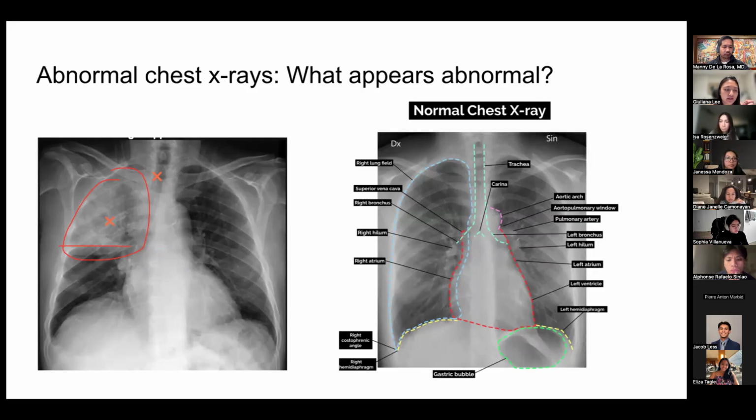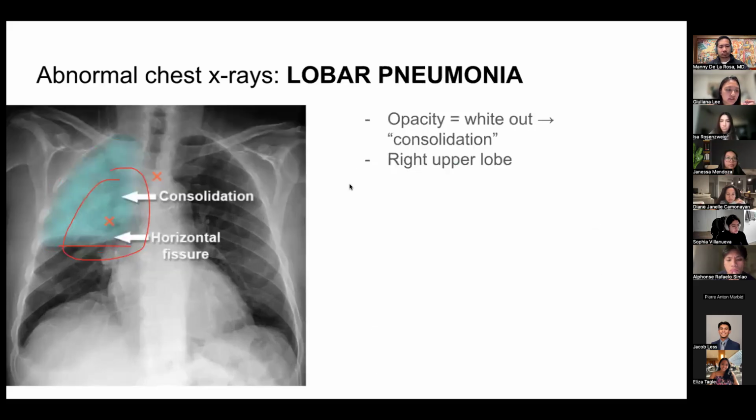I think this one's pretty clear what's happening. So this is an example of lobar pneumonia. Typically, I say the terminology for opacity is a pretty good one that you can use as a medical student on the wards. Based on the clinical picture and how that opacity looks and the fact that it's pretty white out, you can get a little bit more clinically specific and call it a consolidation.